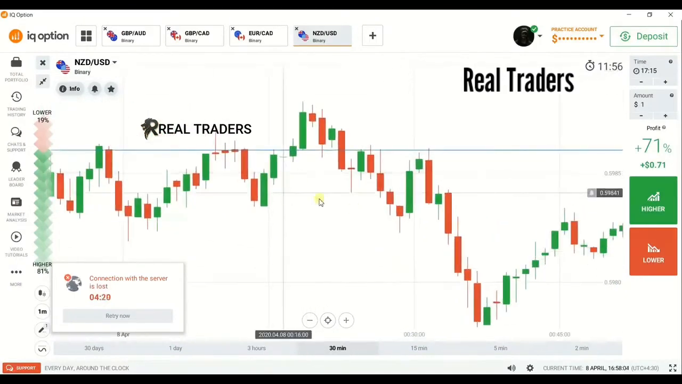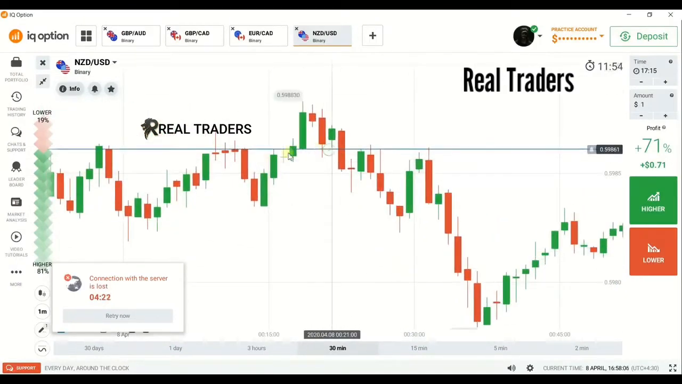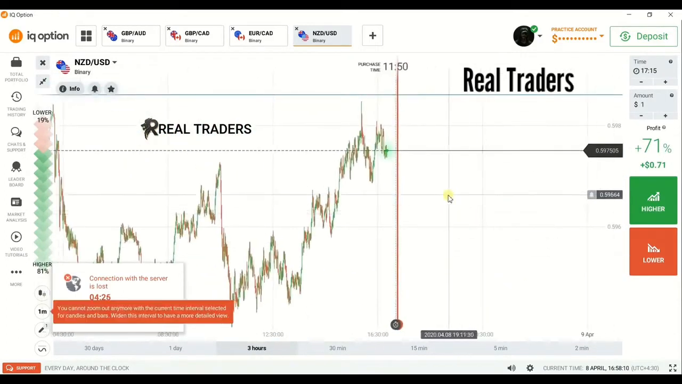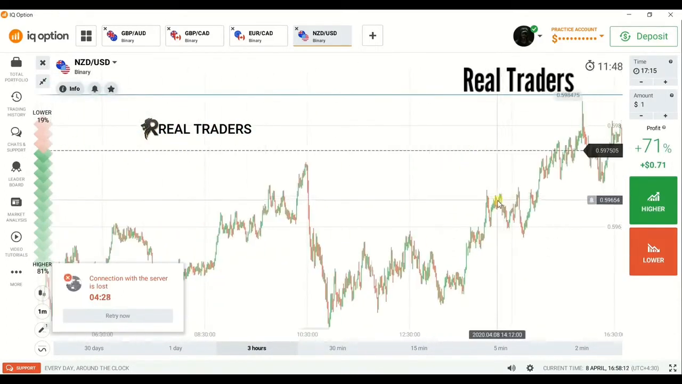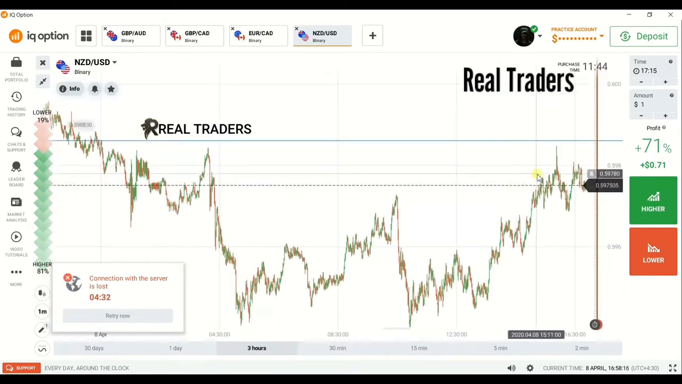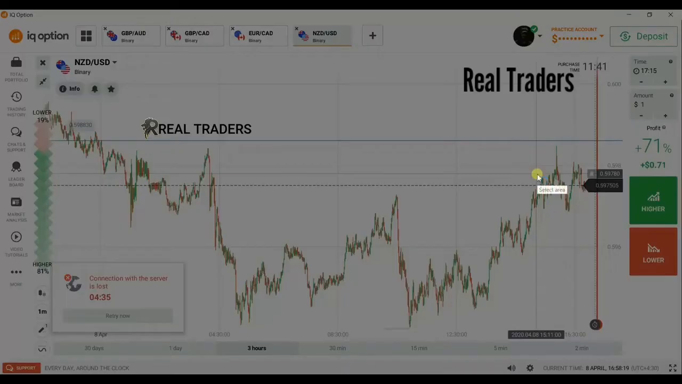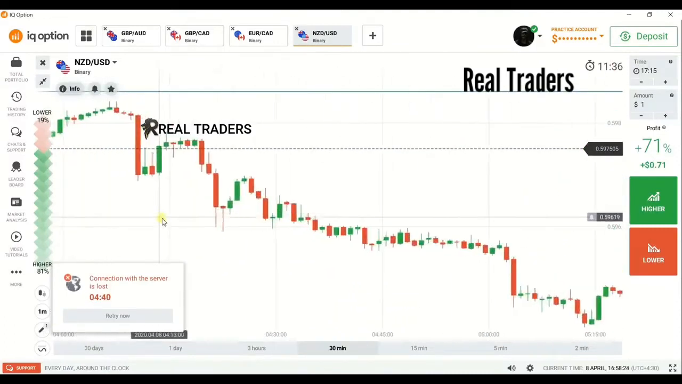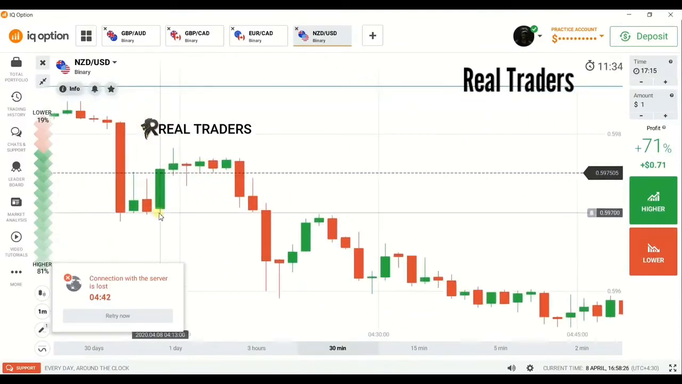You can find some examples in the market like this. So these are the patterns you can use in the market, and these patterns will help you to know how the market will move, and when the market comes to this level you don't place a higher option.